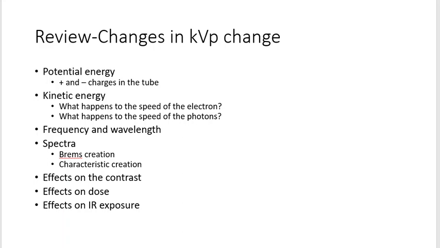So the effects on the image receptor exposure are pretty much direct. As kVp goes up, we're going to get an increase in exposure to the image receptor. As kVp goes down, we're going to get a decrease.